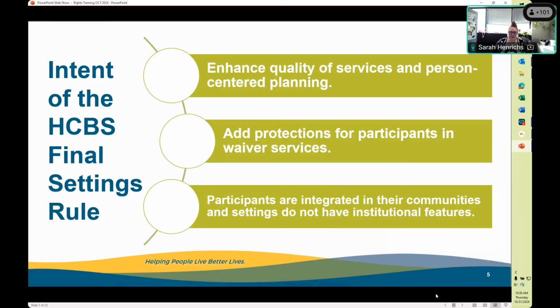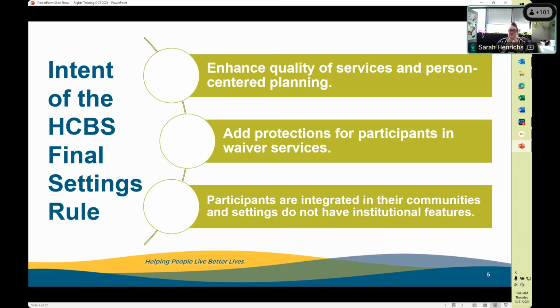CMS's intent with the final settings rule had three aspects. The first was to enhance quality of services in person-centered planning. The second is to add protections for participants in waiver services. And the third is to ensure that participants are integrated in their communities and that settings do not have institutional features.